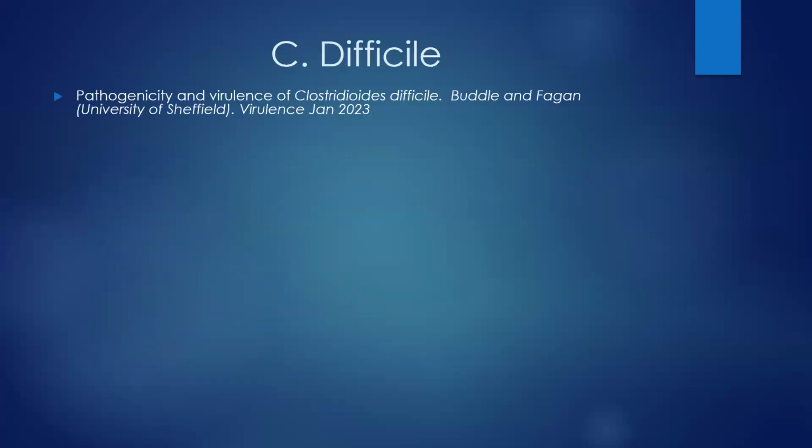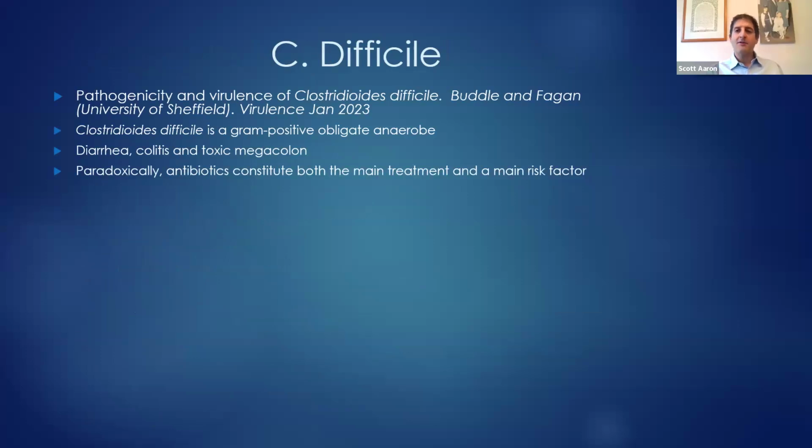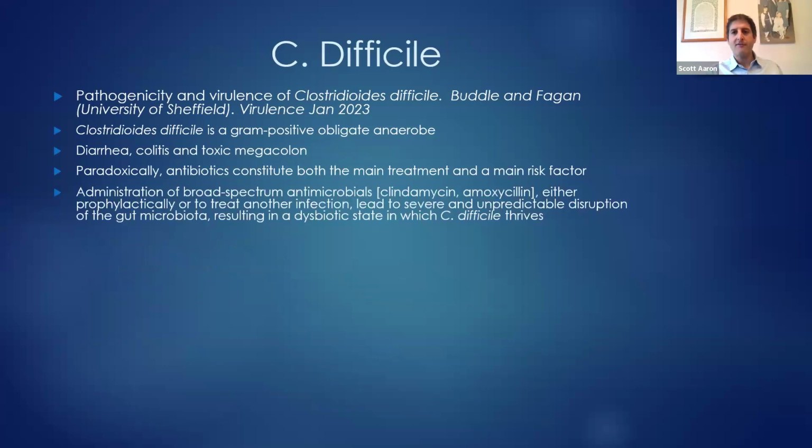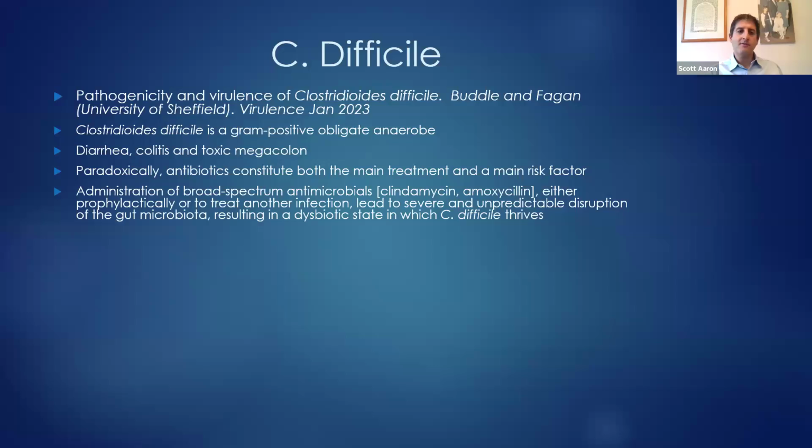So what is C. difficile? There's an article there from the Virulence Journal. It's a gram-positive obligate anaerobe, which might mean something to some people. It causes diarrhea, colitis, and toxic megacolon. Weirdly, antibiotics are both the cause and the treatment. It's got to find the right ones. So giving a broad spectrum antibiotic, things like clindamycin and amoxicillin, lead to severe and unpredictable disorder of the gut. And leave it in a state where C. difficile will thrive. It's the one that doesn't get killed by the antibiotics. And this is why we're supposed to not give amoxicillin when we're prescribing. We're supposed to give phenoxymethylpenicillin. It's less likely to cause this.